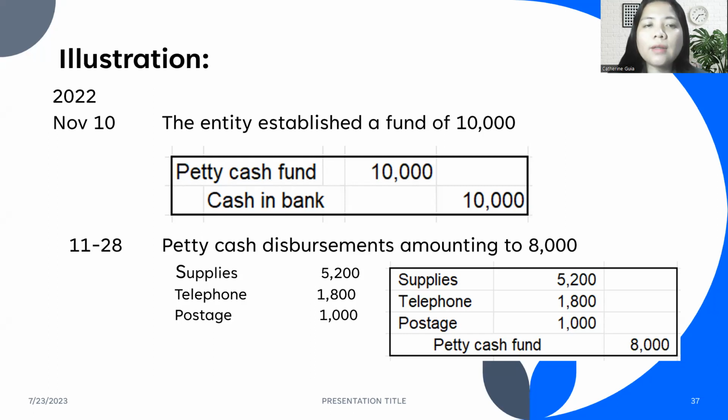11 to 28, these are the petty cash disbursements amounting to 8,000, and the details are shown here. So how do we record the petty cash disbursements? Under the fluctuating fund system, you have to already recognize the expenses. You debit appropriate expense accounts like supplies, telephone, and postage, and you credit petty cash fund of 8,000. So your petty cash fund balance is already adjusted, right? Under imprest fund system, it's just a memo entry.